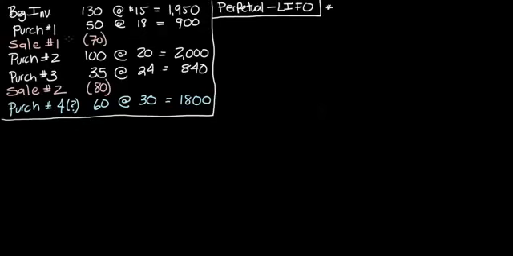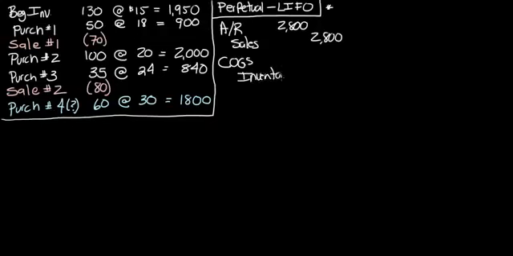So again, we have sale number one. We sold 70 units at $40 a piece. So our journal entry for recording the sale in some respects isn't going to change. It's still going to be accounts receivable of $2,800 because we sold them at $40 a piece, and sales of $2,800. But now we need to record our cost of goods sold and our inventory.